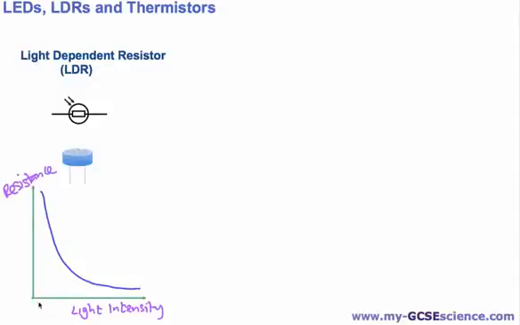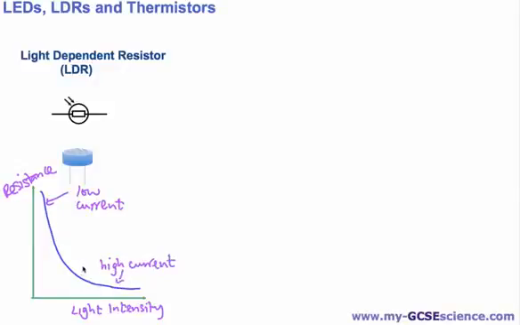So at a low light intensity, in other words when it's quite dark, we have a high resistance, and that means we're going to have a low current. So if you've got a high resistance, the current's going to be low, whereas for high light intensities, in other words when it's quite bright, we're going to have a low resistance and therefore a high current. Okay, so that's how this works.